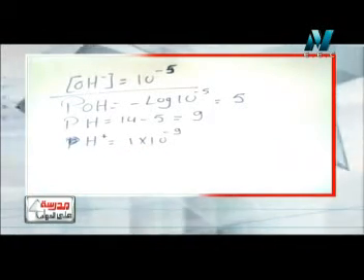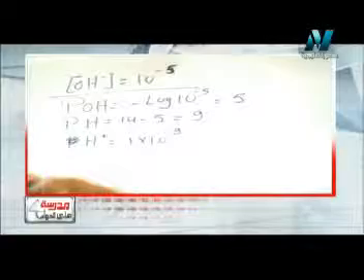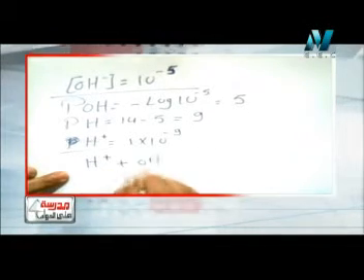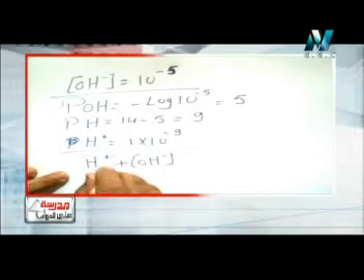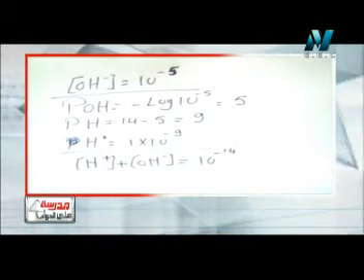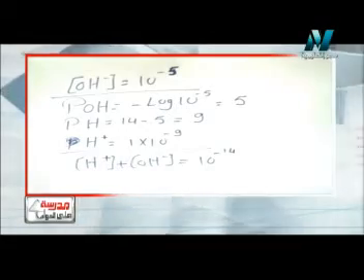So it is easy because pH plus pOH equals 14. Or the concentration of hydrogen times the concentration of OH equals 10 to the power negative 14. Take care: the H positive ion concentration times the OH negative ion concentration equals 10 to the power negative 14. So I can get it by pH or by the concentration of hydrogen.